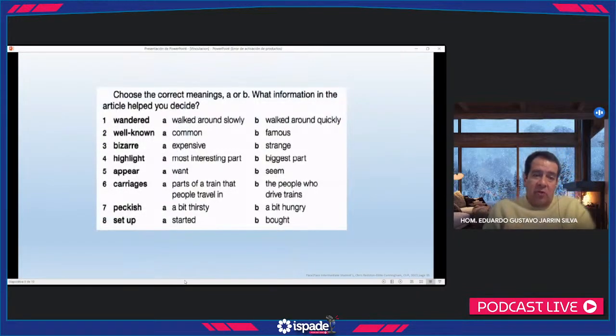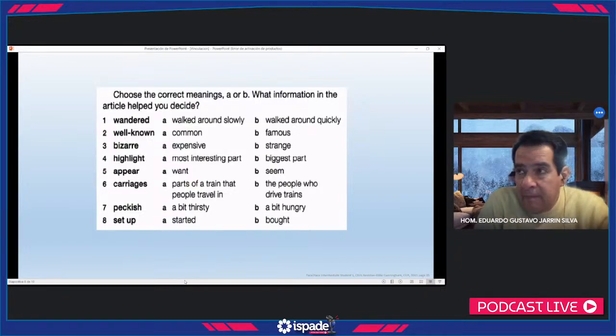They are the examples. You have them with numbers, right? 1, 2, 3, 4, 5. And they have, okay, choose the correct meaning, A or B. This would be specific information. Wandered. So, what is wandered? Okay, you have two options. Walked around slowly or walked around quickly.